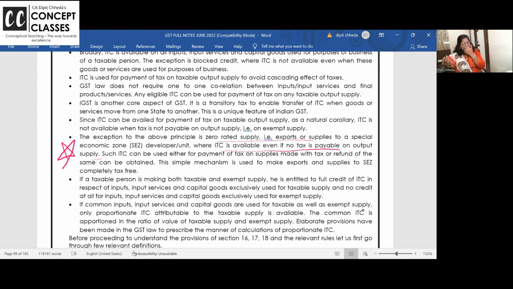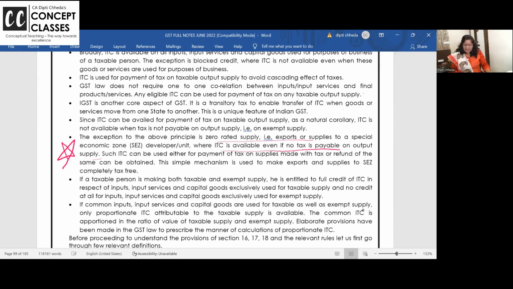If I am selling only exempted supply, what will I do with ITC? My supply is exempted. But if I am supplying exempted and regular, I'll take proportionate. Only exempted, don't take ITC. Now, if you are supplying taxable and zero rated, on zero rated also you can take ITC. I'll give you running notes for this, don't worry.